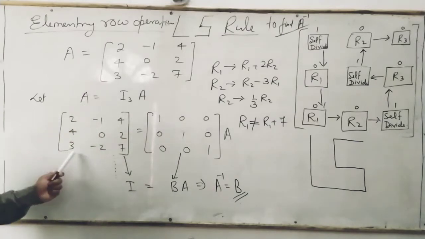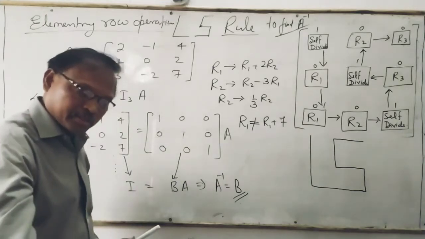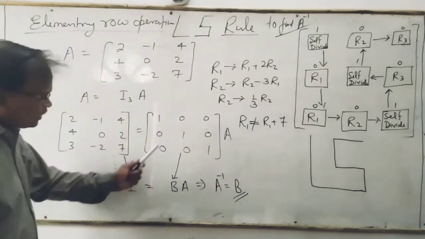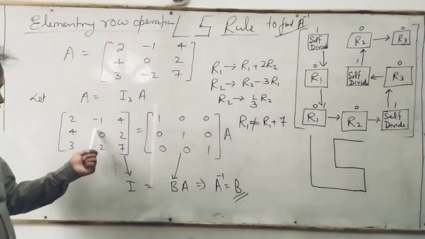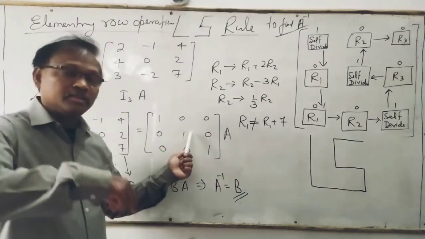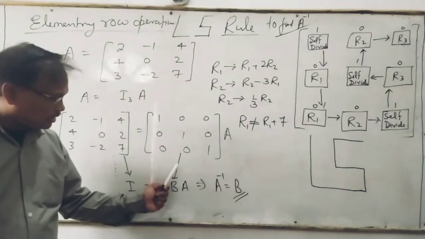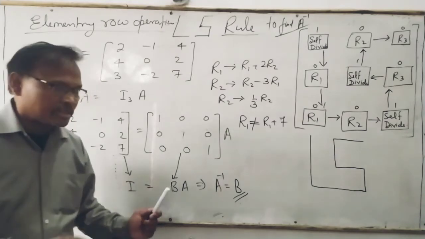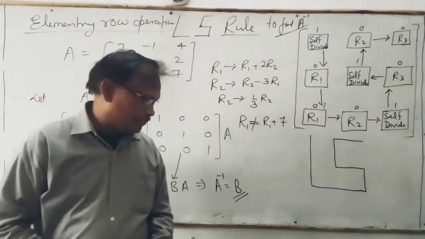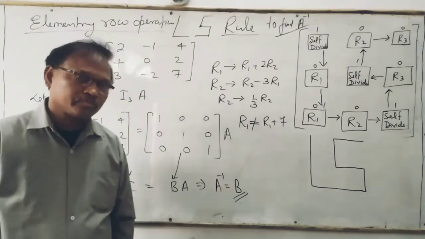मतलब ये पूरी मैट्रिक्स को तुम्हें यूनिट मैट्रिक्स में चेंज करना है. You have to change it into the unit matrix of 3 cross 3, and if you change it into the unit matrix, this will change into some other matrix, and this other matrix is known as the B matrix, और ये B matrix ही इसका inverse होगा. So that is why A inverse is equal to B.